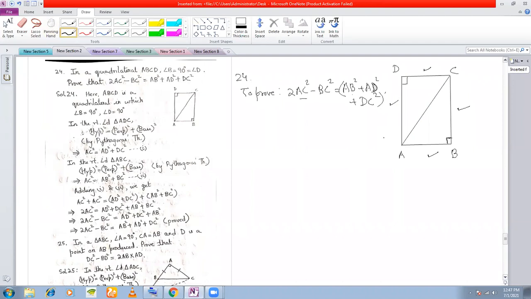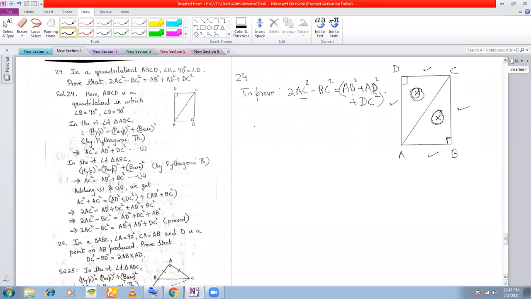So how many right triangles can you see? There are two right angle triangles, right? You can see this right angle triangle here and this right angle triangle right here, right? And both have the hypotenuse AC, right? So you can apply Pythagoras theorem in both. If you can apply Pythagoras theorem in both, then you will get AC as your hypotenuse in both the right angle triangles, right?